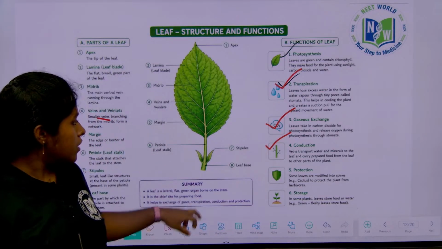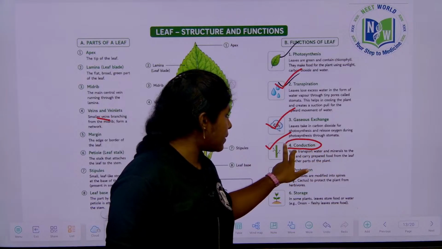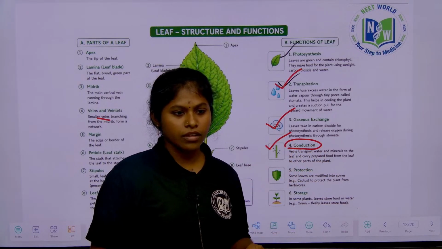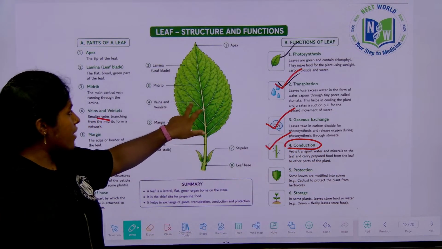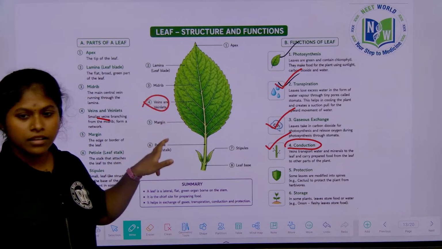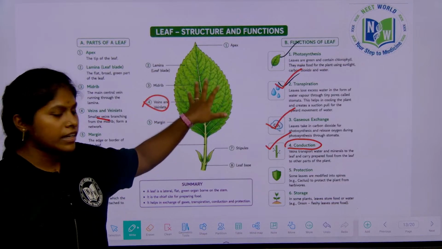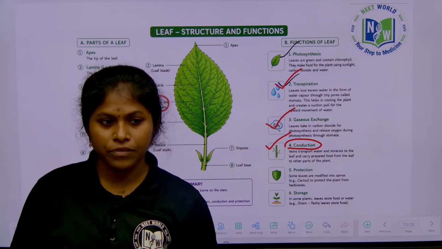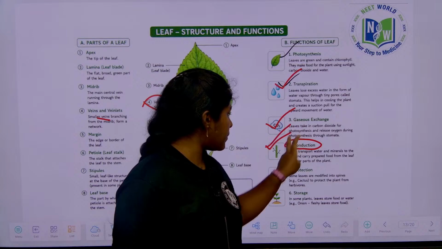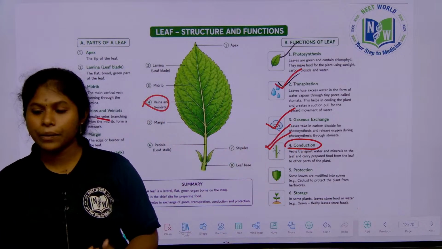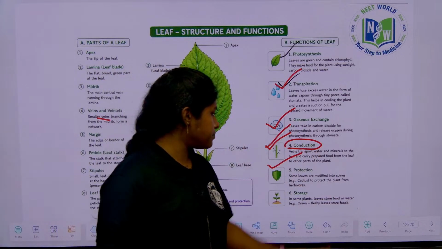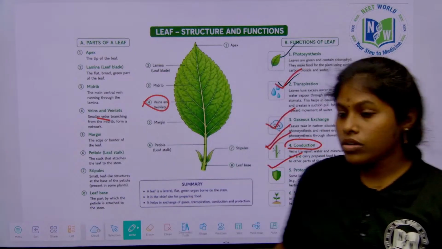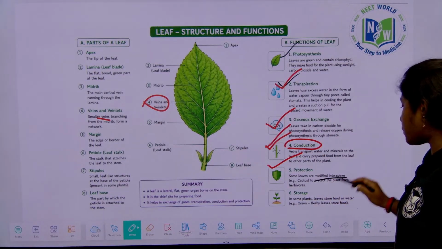Yes, no? So what conduction is actually happening in the leaf then? Actually, in the leaf there are veins and veinlets. From those veins and veinlets only, the absorption of water is happening. So that is why conduction happens in the leaves by the veins and veinlets. And for protection, some leaves are modified into spines.